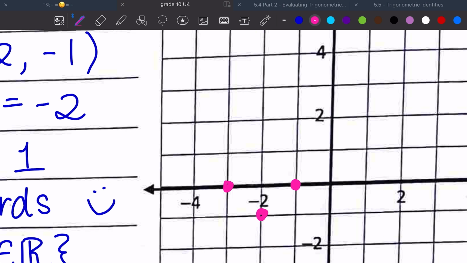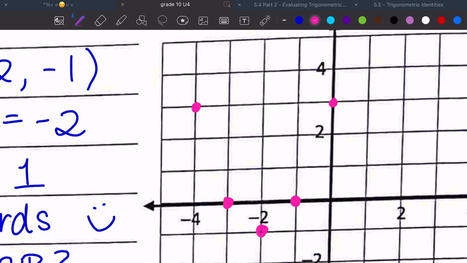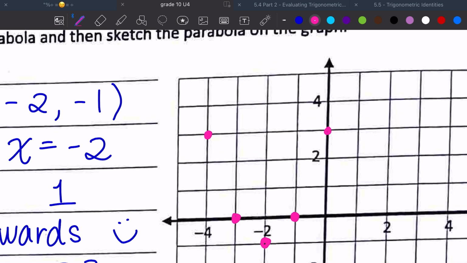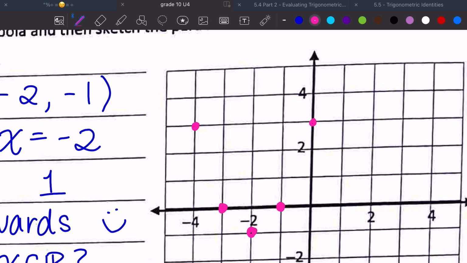So I'm going over 1 and then 1, 2, 3. So this will be where my next point is. And I'm doing the exact same thing on the other side. So 1, 2, 3. I will be here. That's enough points for me to sketch. I can't really go up any further because the next would be 5 and I'd go off the graph. That's more than enough for us to connect and draw our parabola.